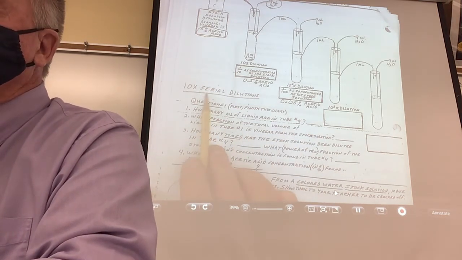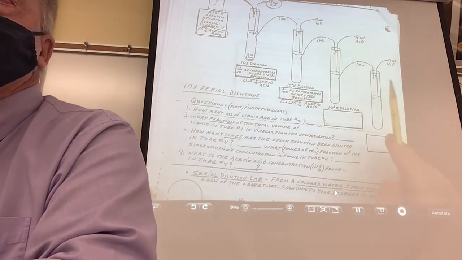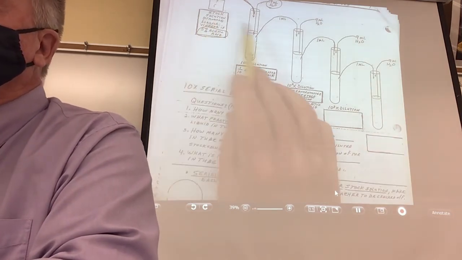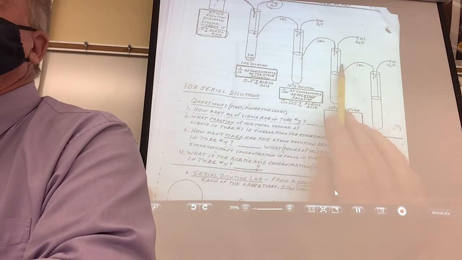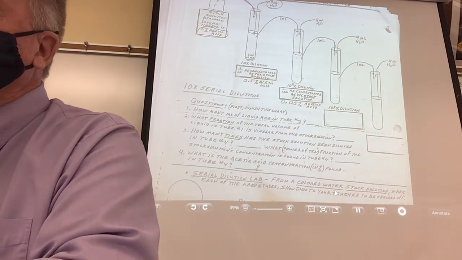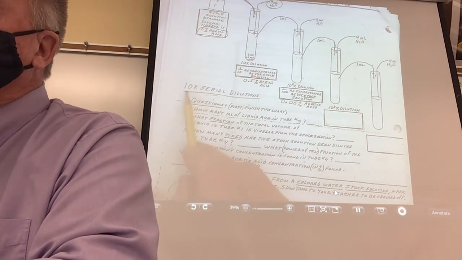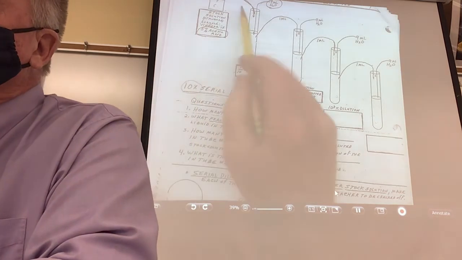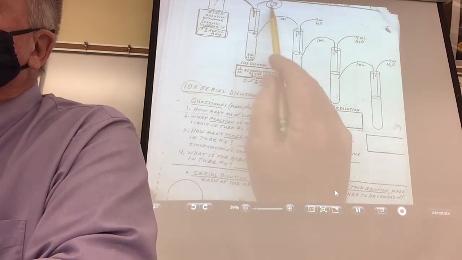And this word serial means in a series. So we're going to take it, and from here we're going to make the next one. From here we're going to make the next one. It's going to be in a series. That's why it's called a serial dilution. Now, why is it 10x? Look right here. 1 milliliter here, 9 milliliters of water.